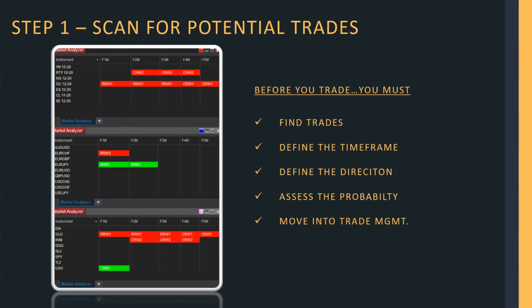Now, you're not going to do that. The software is going to do that. And you can set it up for scalping, day trading, swing trading. So before you trade, you need to answer these. You need to find the trades, so let the software find them for you. You'll define the time frame. You'll define the direction, which will help you assess the probability so that we can move into trade management.